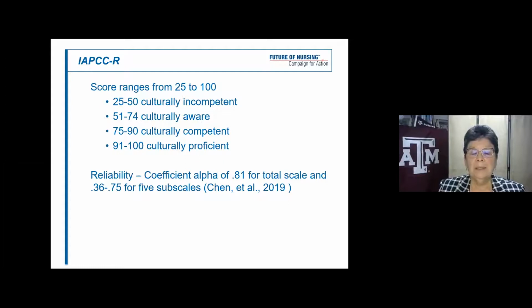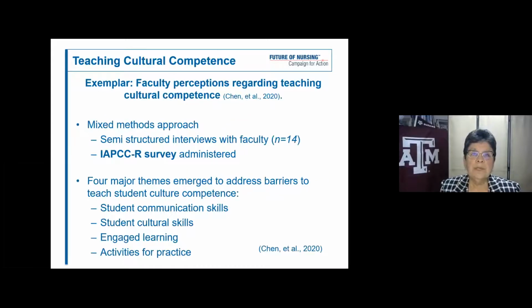And Chan and her colleagues cite in their 2009 article that various studies have developed the internal consistency reliability for this IAPCC tool with a coefficient of 0.81 for the total scale and a 0.36 to 0.75 for the 5 subscales. So a recent study using the IAPCC tool was a work by Chen and colleagues.